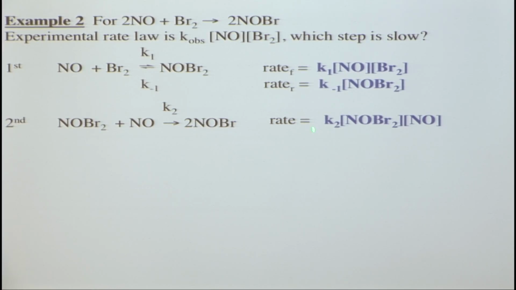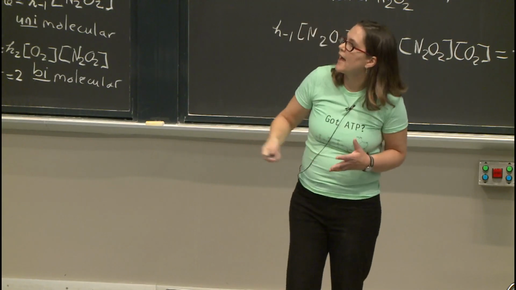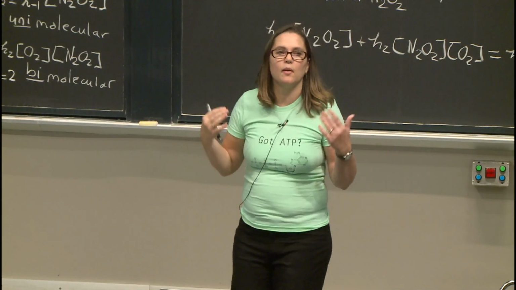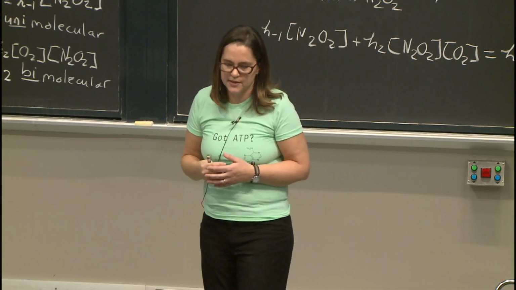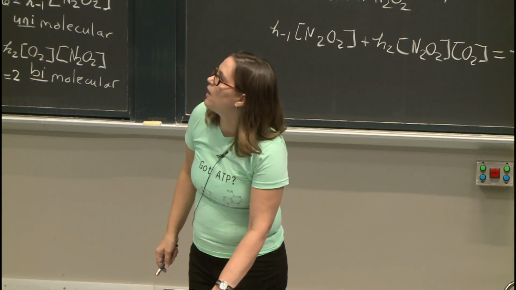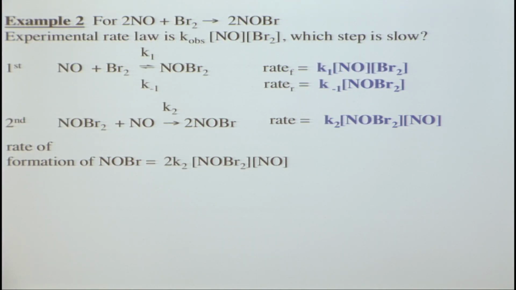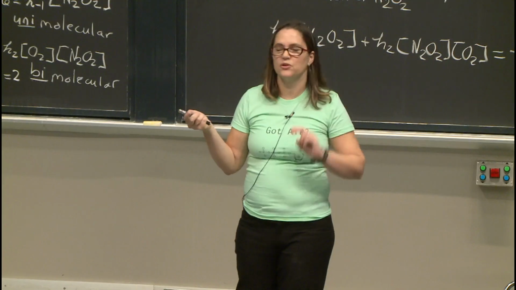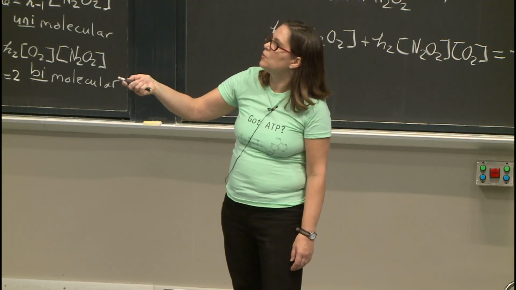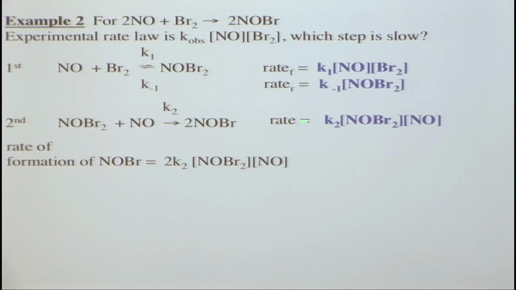And we can write the rate for this as well. k2 times the concentration of our intermediate, NO-Br2, times the concentration of NO. So again, these are steps or elementary reactions, so we can write the rate law based on the stoichiometry in that proposed step. So now we can write the overall rate law for the formation of NO-Br, and we can just write it from the second step like we did before. Again, we're forming 2 molecules of product, so there's a 2 in there. We have k2. It's basically just k2 times our intermediate, NO-Br2, times the concentration of NO.